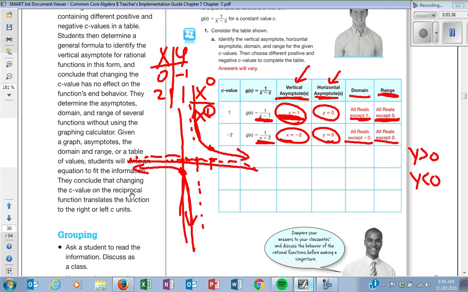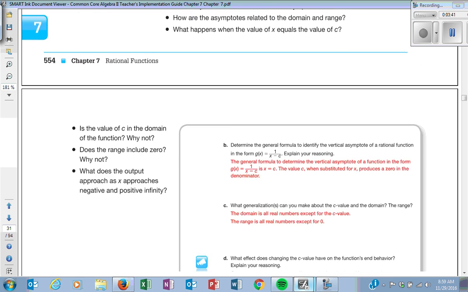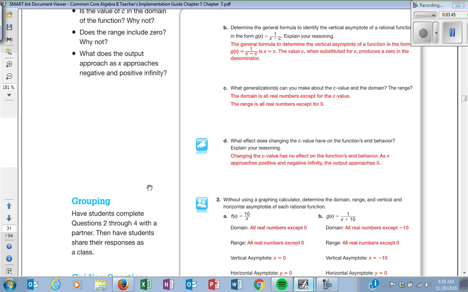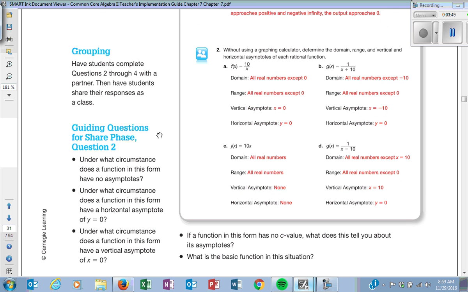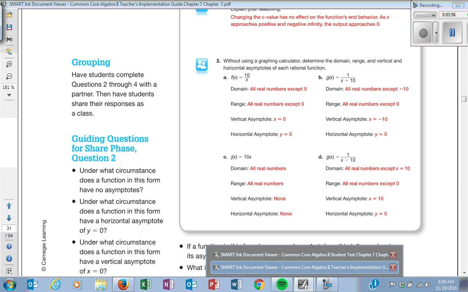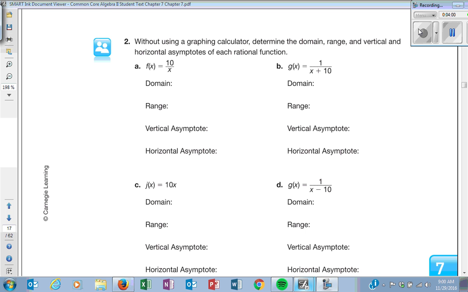We're going to study some of this stuff. So, determine the general formula for this. We've already done this. Let me switch to the other workbook.